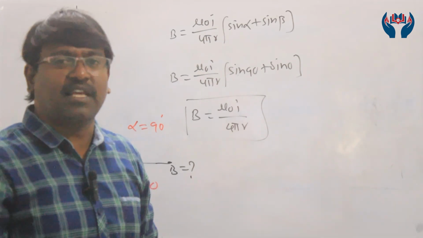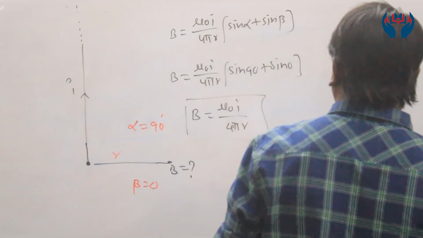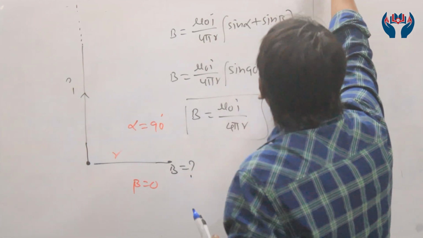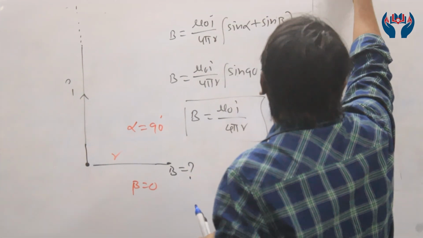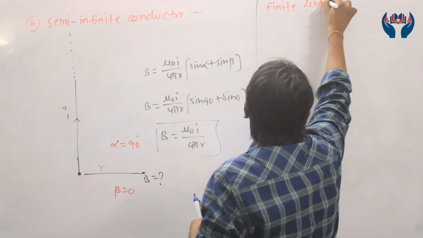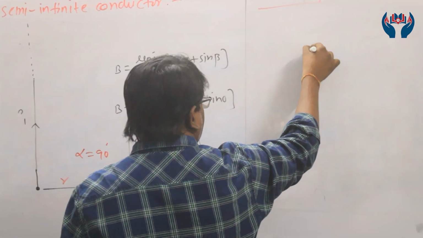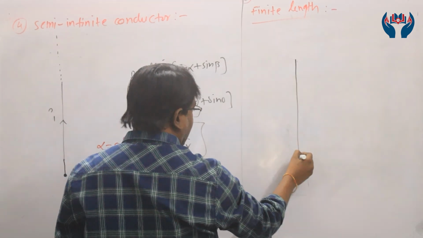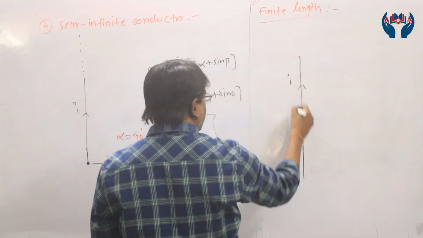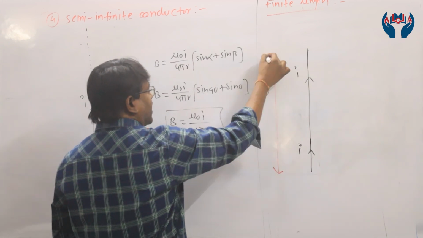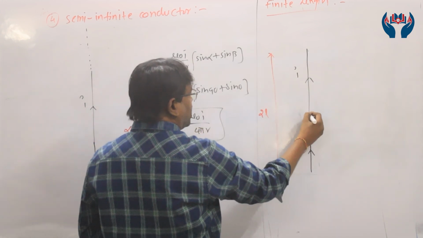Sometimes they will give a finite length, not infinite or semi-infinite. They will give some finite length. Another application: let us see finite length. The length of the conductor is limited, some finite value. Now consider a current carrying conductor carrying a current I. The total length of the conductor is considered 2a. What is the length of this conductor? 2a. Now consider this is the midpoint.